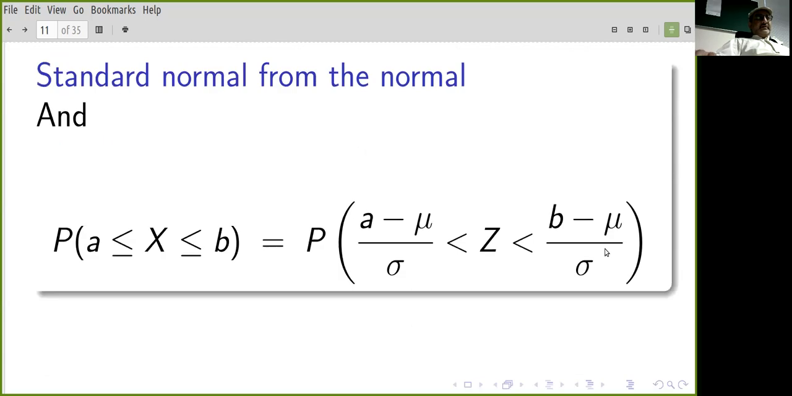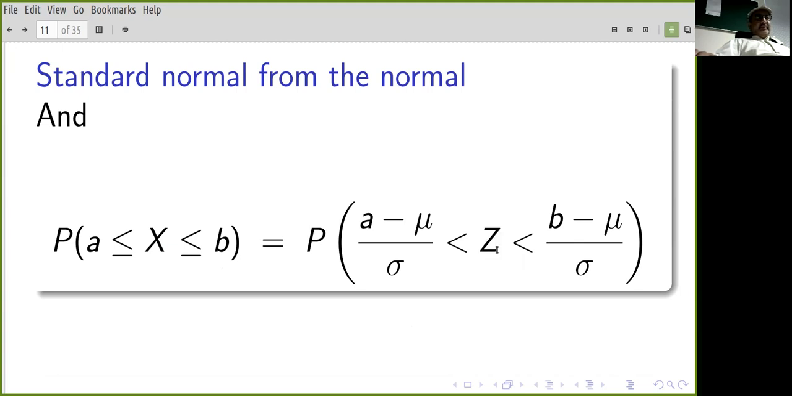The reason we do this is we need to be able to calculate things like the probability that X takes values between A and B. Doing the calculations is difficult. You can't do them using standard common functions. And so what we do is we tabulate values for the standard normal, and then you need to be able to convert from your normal random variable to the standard normal variable.